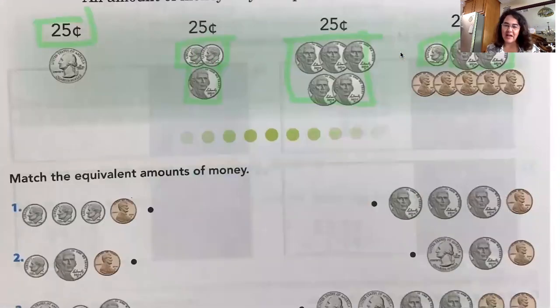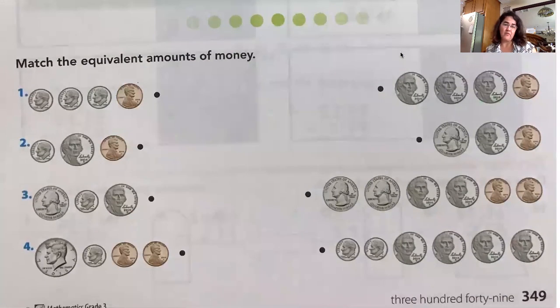We're going to match the equivalent amounts of money. So we have to count. We'll do number 1 together, and then we'll turn our paper over. Okay, first one is I have 10 cents, 10 cents, 10 cents, and 1 cent. So this one is 31 cents. Remember, friends, I like to take notes. It helps me see what I'm working with. So if it helps you, do it.